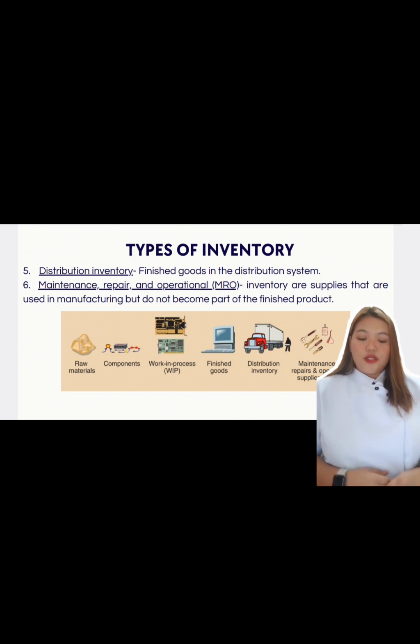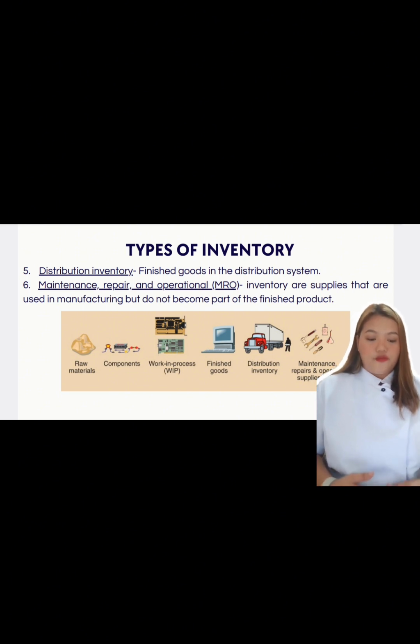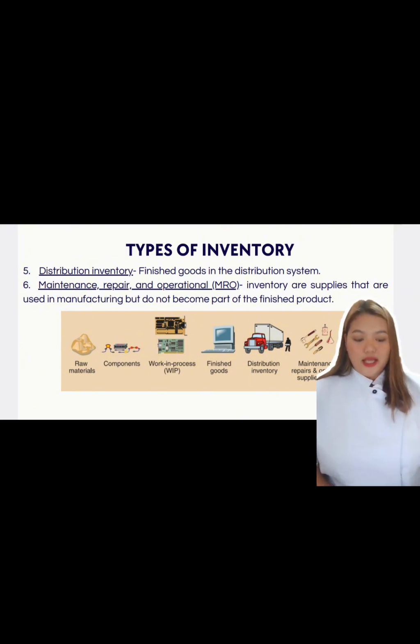And lastly, number six, the maintenance, repair, and operational or MRO. So, inventory are supplies that are used in manufacturing but do not become part of finished product. So, yung sinasabi nating MRO are tools and equipments na ginagamit natin para makabuo ng isang product. So, as you can see on the screen, ito yung pagkakasunod-sunod ng types of inventory. We have raw materials to components to work in process or WIP to finished goods to distribution inventory and to maintenance, repairs, and operating supplies or the MRO.